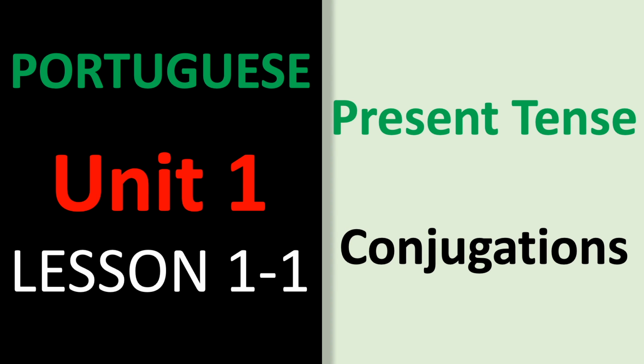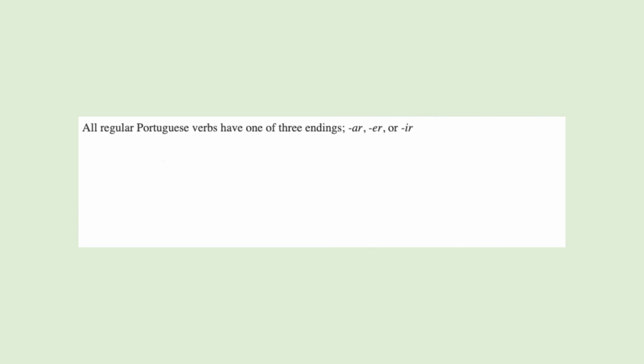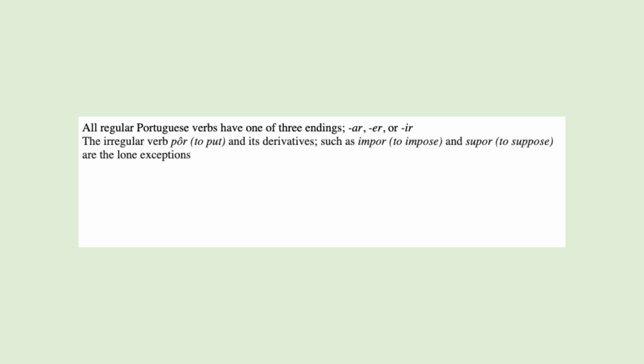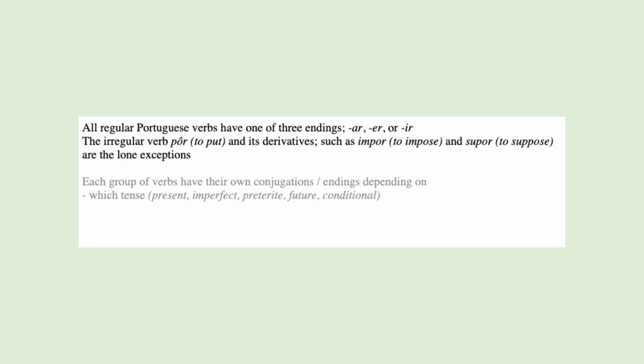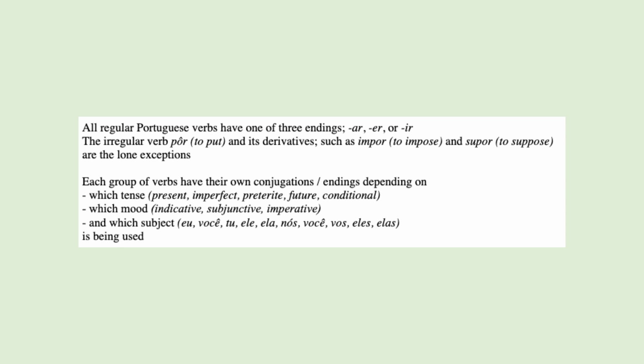Alright, this first lesson will cover regular Portuguese conjugations under the present tense. All regular Portuguese verbs have one of three endings. They are AR, ER, or IR verbs. There is an exception for the irregular verb por and its derivatives such as impor and supor. So each group of verbs has its own conjugations or verb endings, depending on the tense, mood, and subject being used.